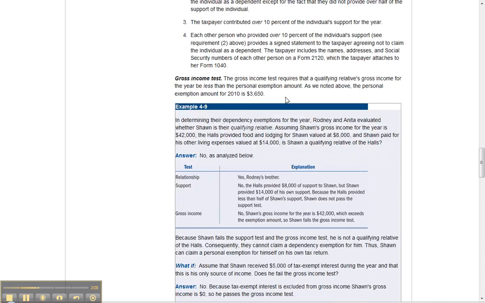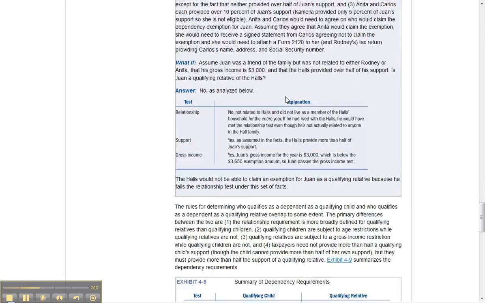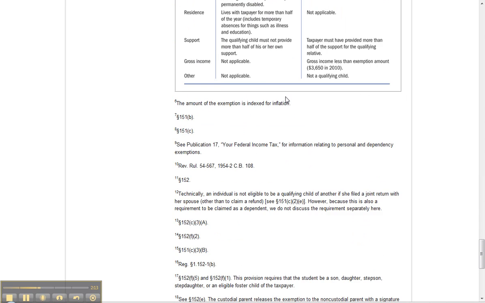So read through these tests and be able to apply them. There's some good examples there that cover everything you really need to deal with.